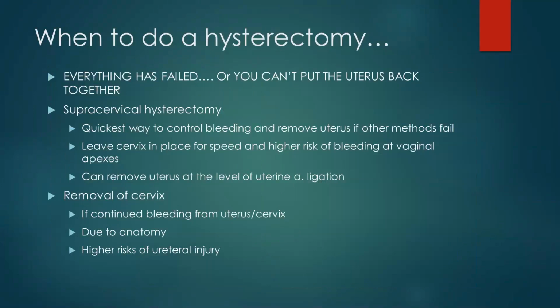The reason we leave the cervix in place is because it takes more time to take the cervix out, and the top three areas of bleeding are going to be your ovarian vessels, your uterine vessels, and then the vaginal apices. And you have a higher risk of ureteral injury during this time period because in pregnant patients, the cervix is more bulbous, and so it extends a little more laterally, which is where your ureters are coming in right at the top of the vaginal apex into the bladder.